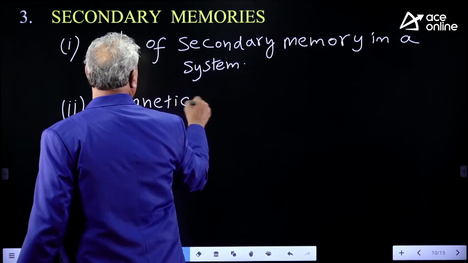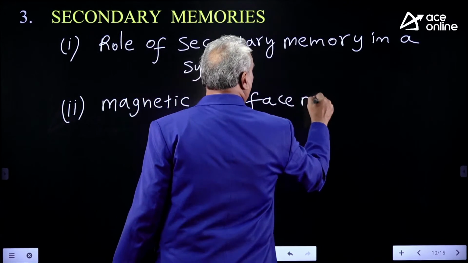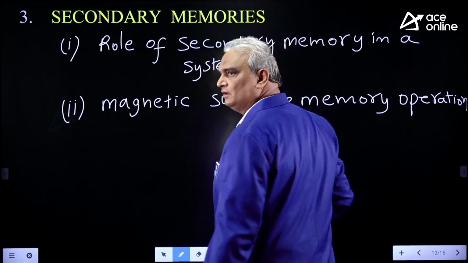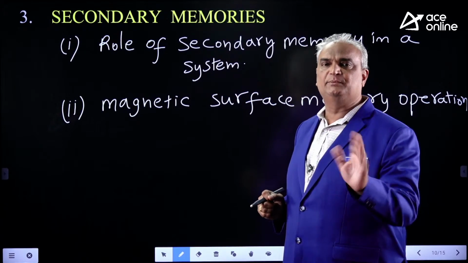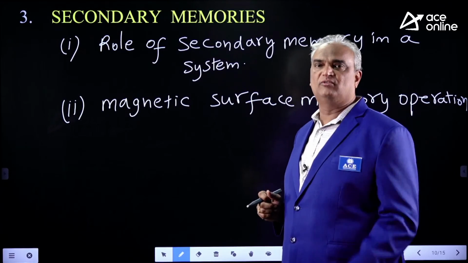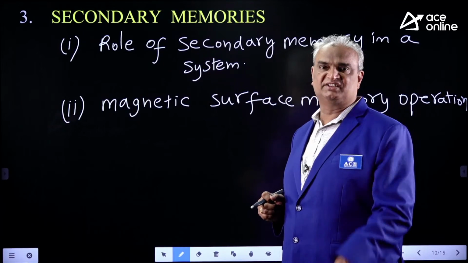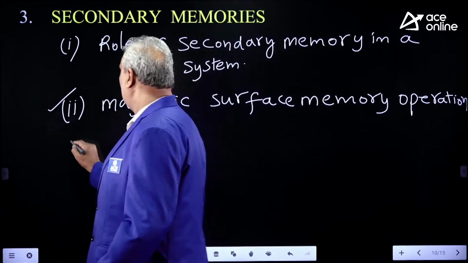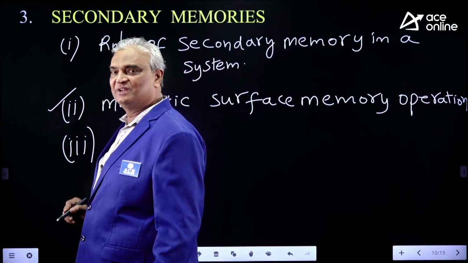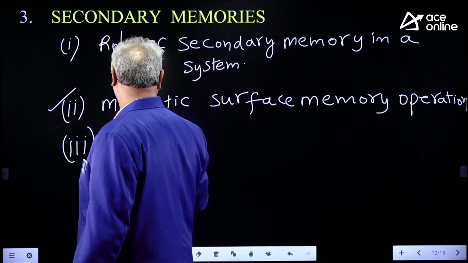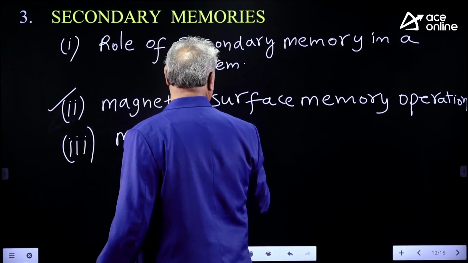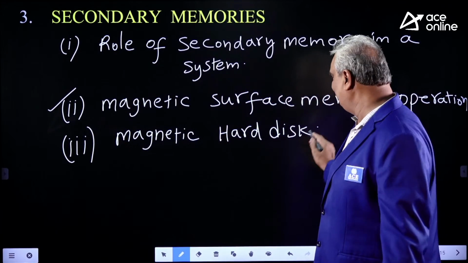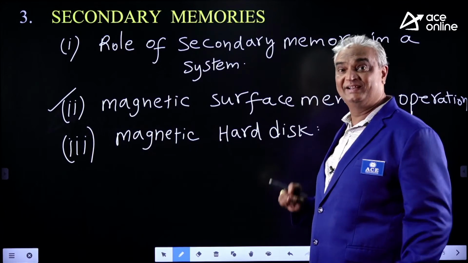Next, second one, especially magnetic surface memory operation. It is very, very important. To operate one magnetic surface, what is the procedure? What is the role of the head? And what is the role of the motor? What is seek time? And what is rotational delay? You should understand all those. After understanding this, then only come to hard disk, not advanced hard disks, magnetic hard disk. It is very, very important in the entire topic.